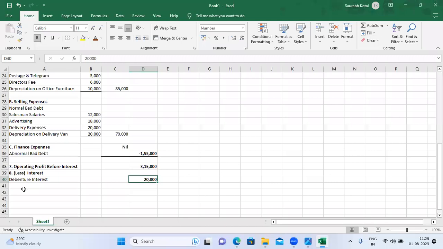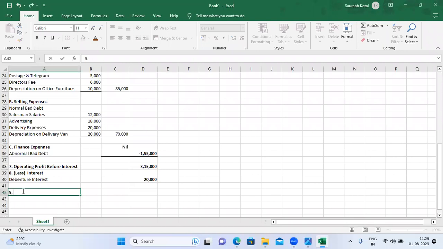So after reducing it, what do we get? We get point number 9. That's for point number 9. It is operating profits after interest. Operating profit after interest.